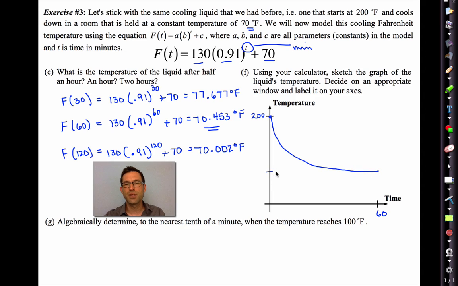I think it's actually particularly helpful to also graph the line that's supposed to be a horizontal line, y equals 70. But there's no absolute requirement of that. It didn't say to do it, but that's what our function's going to look like.